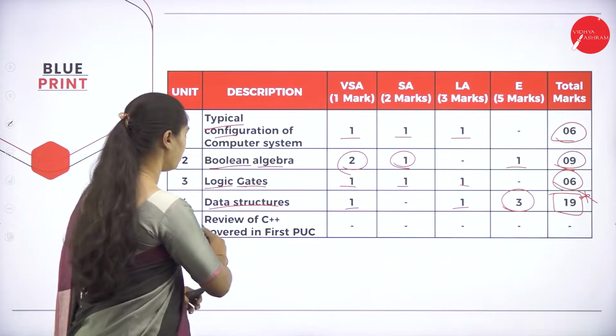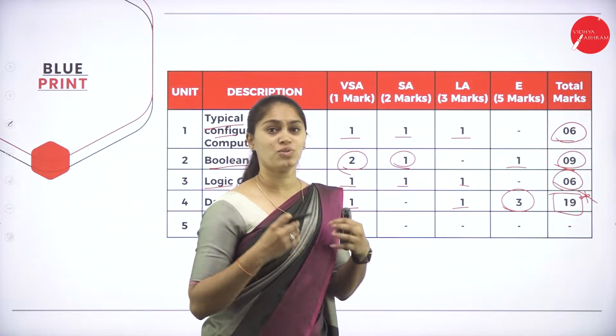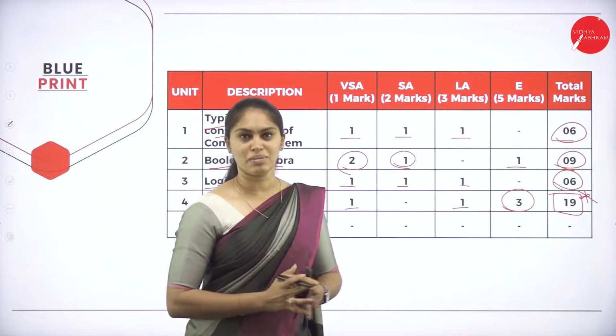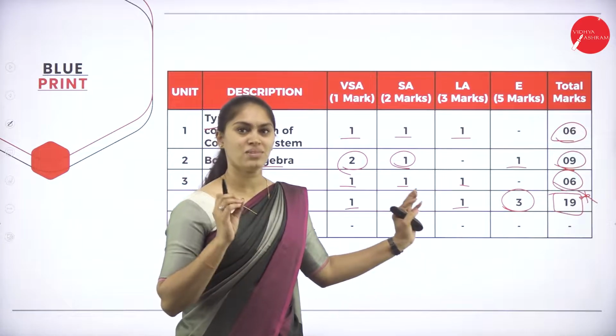As I told, the 5th chapter is nothing but just a review of C++. In this you are just going to have a brief revision of the first PUC's computer science whole syllabus. So no need to worry about the marks distribution. There are no questions from chapter 5.